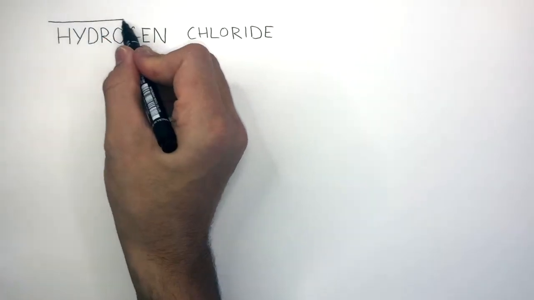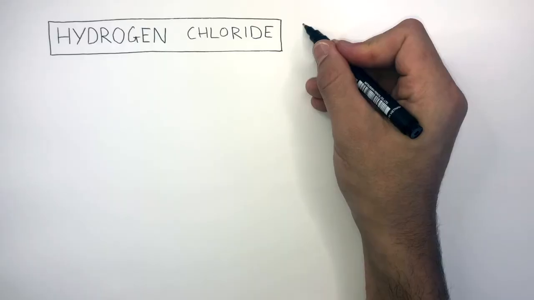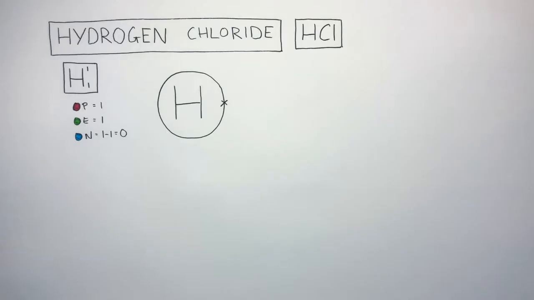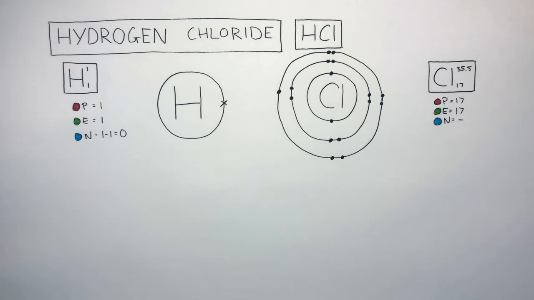Hydrogen chloride is a molecule where the molecular formula is HCl. We already know the electronic configuration of a hydrogen atom shows it has 1 electron in its outer shell, and the chlorine atom has 7 electrons in its outer shell. Both atoms are nonmetals, so will form a covalent bond, where they will share 1 electron with each other, forming a shared pair of electrons, which is a covalent bond.